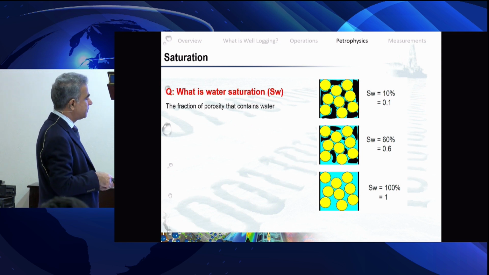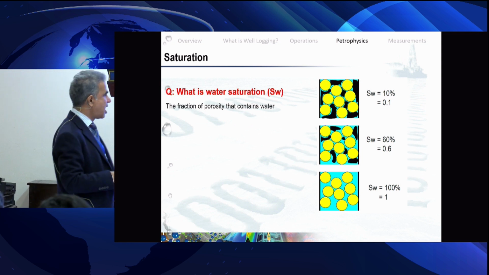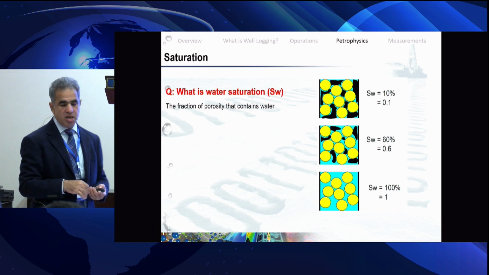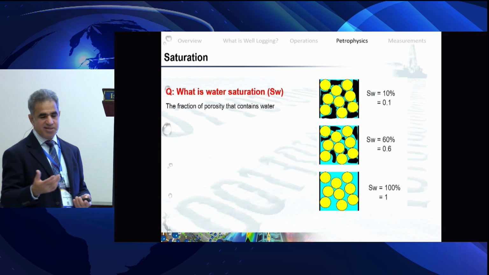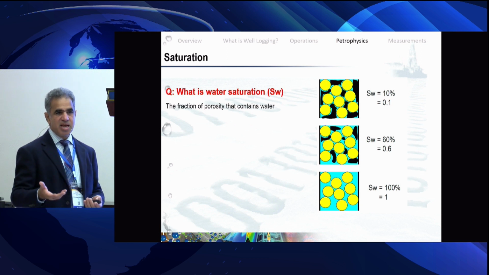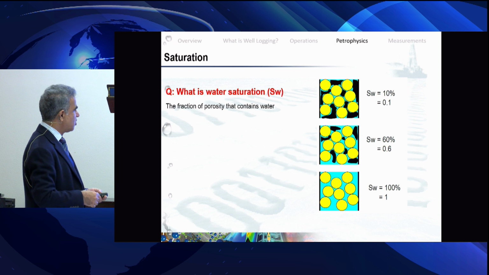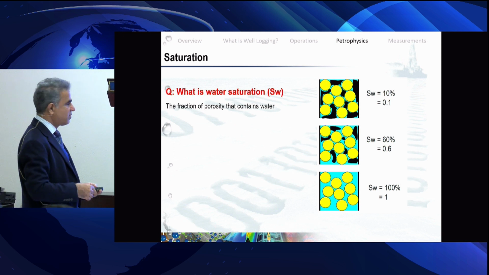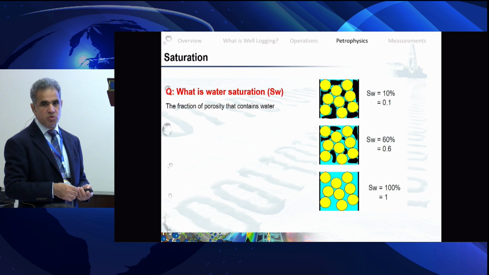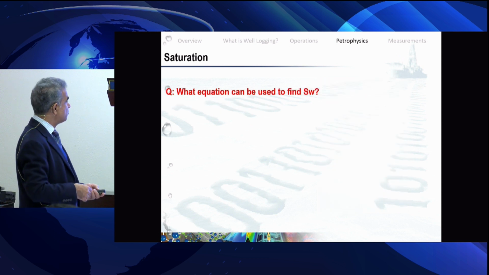In the middle is a mix, some black, some blue, and the bottom one is all blue. So it means the bottom one is not our target from an oil and gas point of view. We will be quite happy to have the top one, but the middle one we can also work with to produce that hydrocarbon as well.